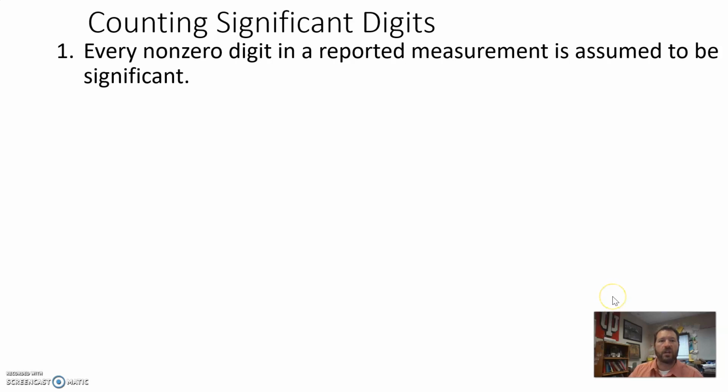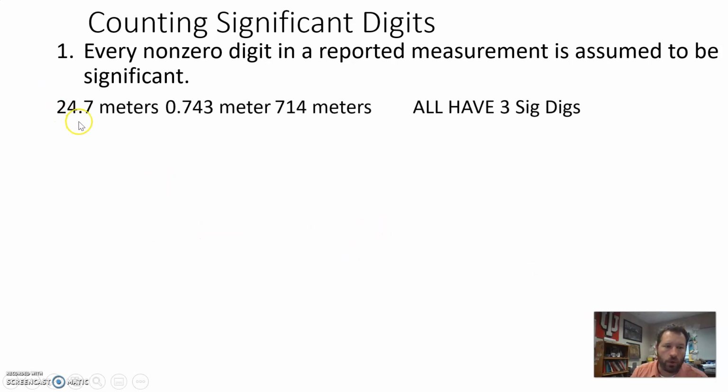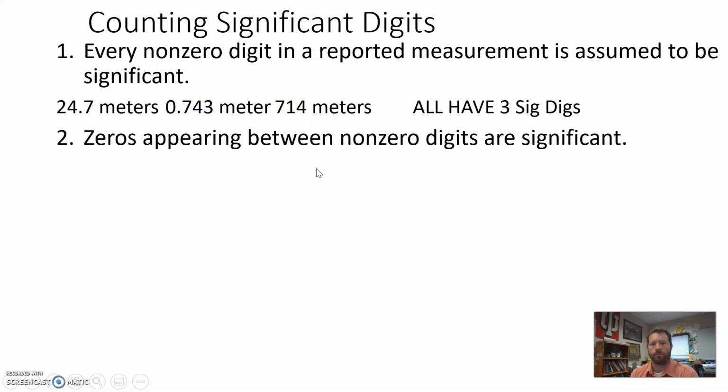Okay, so understanding what significant digits are. First of all, non-zero digits are significant. So 1, 2, 3, 4, 5, 6, 7, 8, 9, they're all significant. So 24.7, 0.743, and 714 all have 3 significant digits. 1, 2, 3, 1, 2, 3, 1, 2, 3. Anything that's not a 0 is significant.